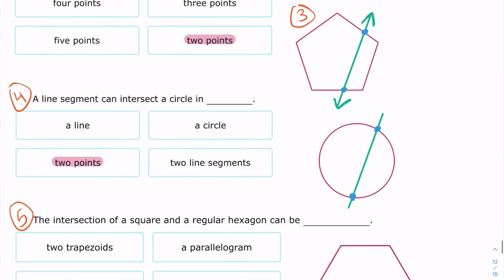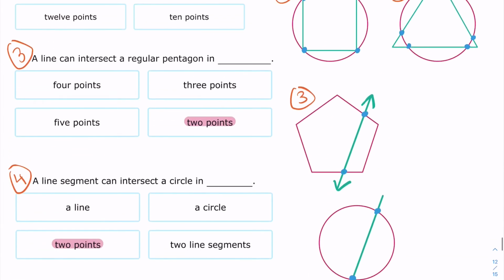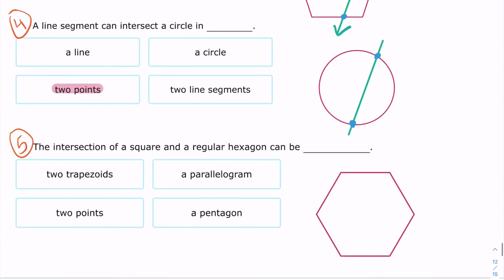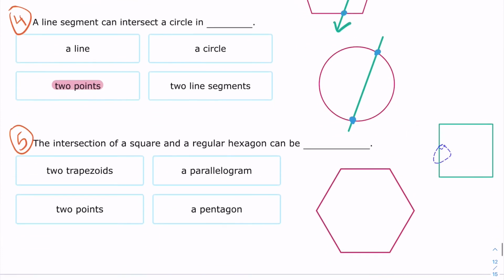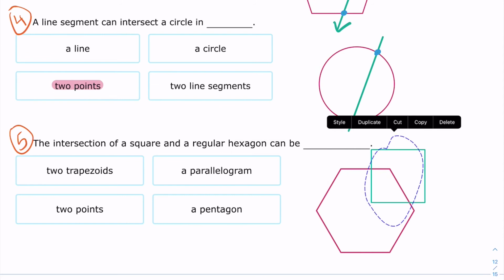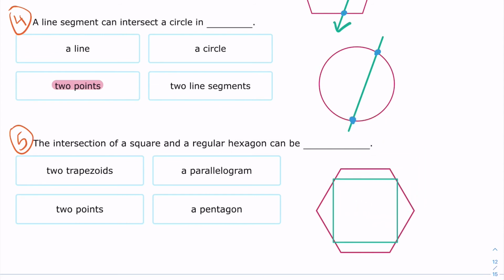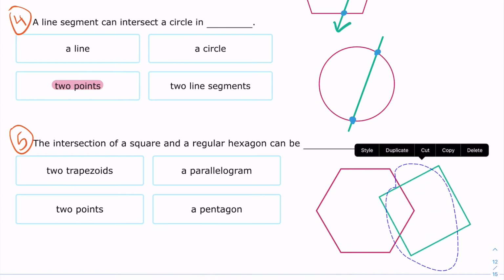Okay, and then a square. Okay, so for the square, looks like I can intersect at, what can I intersect at? 2 points. Yeah, that can work, right? See what I just did? Can I do it at a pentagon? No, because I would have to have a pentagon and a hexagon for that to work. How about a parallelogram? No, I would need a parallelogram to intersect. Yeah, 2 trapezoids. No, so this answer is just 2 points.